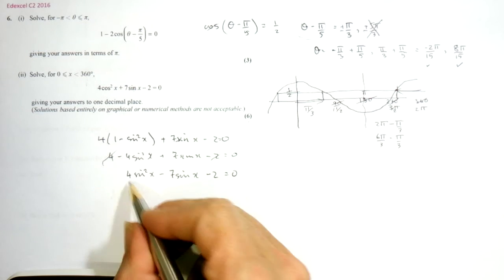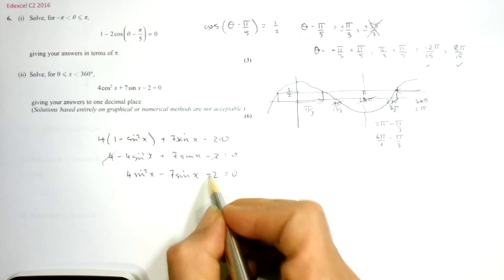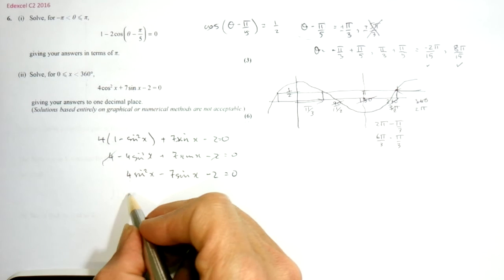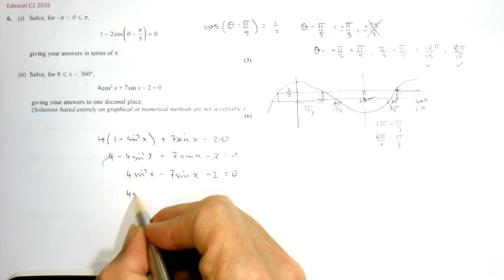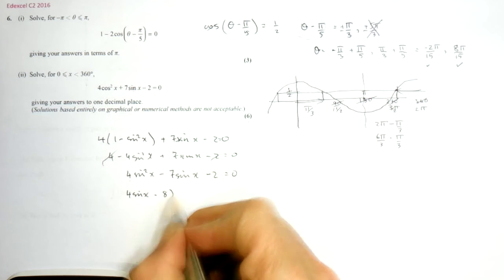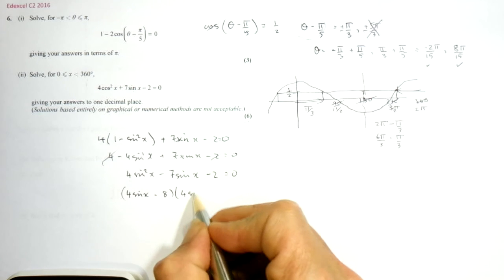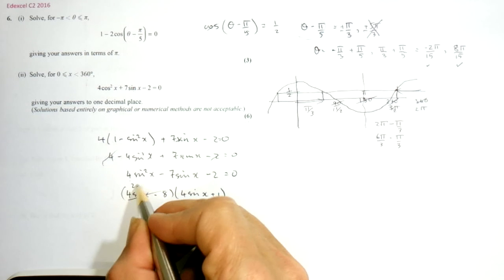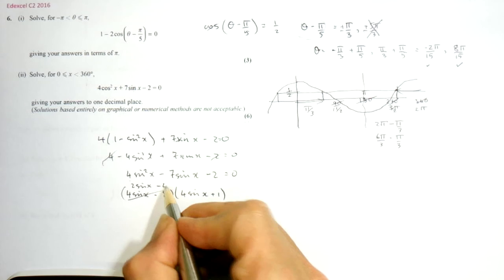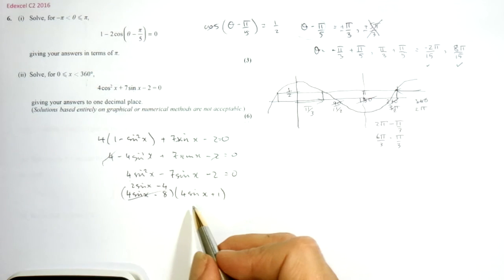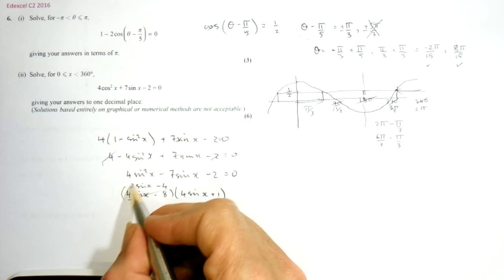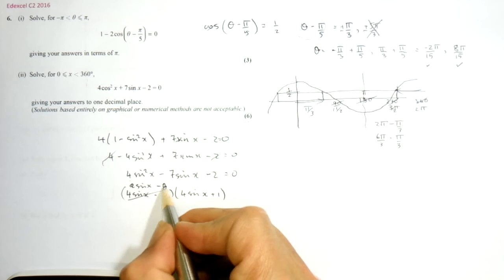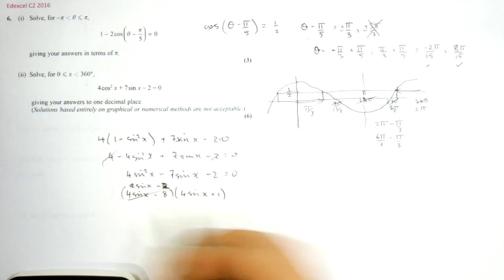And so this factorizes: 4 twos are 8, factors of 8 with a difference of 7 is 8 and 1. So (4 sine x minus 8)(4 sine x plus 1). This one halves, 2 sine x minus 4. It divides by 4 even. So sine x minus 2, times this one.